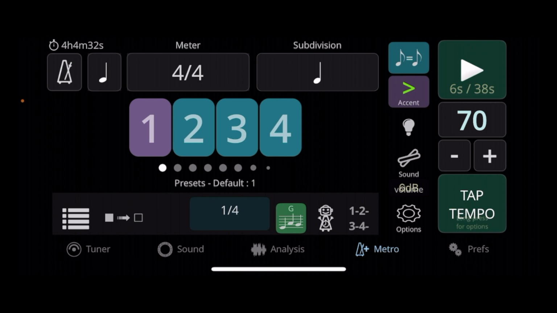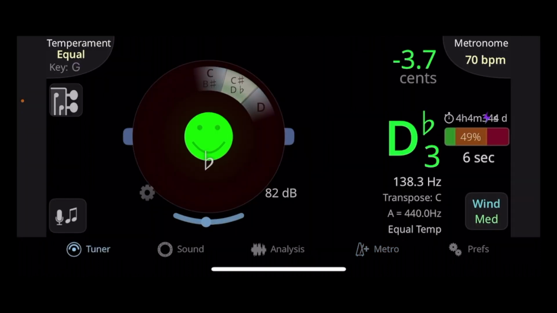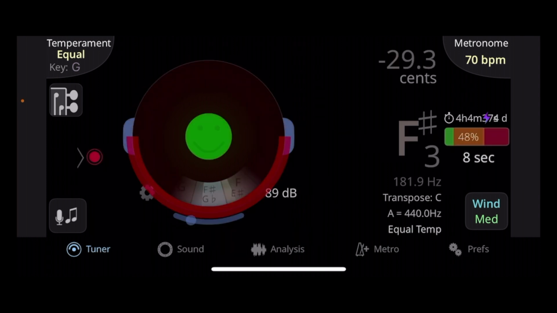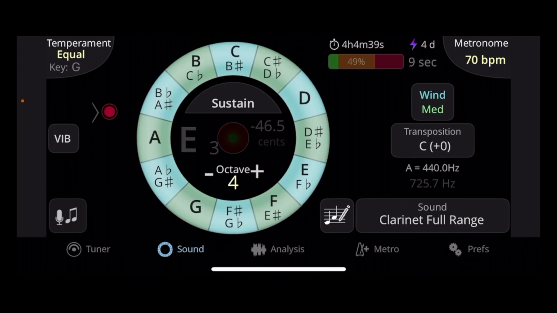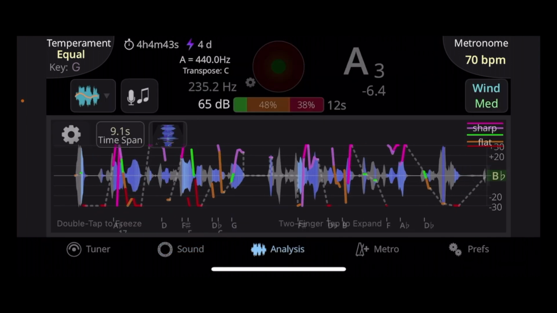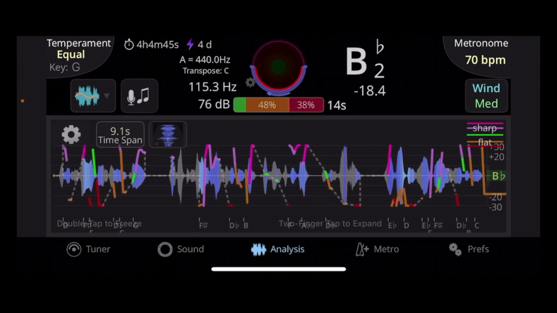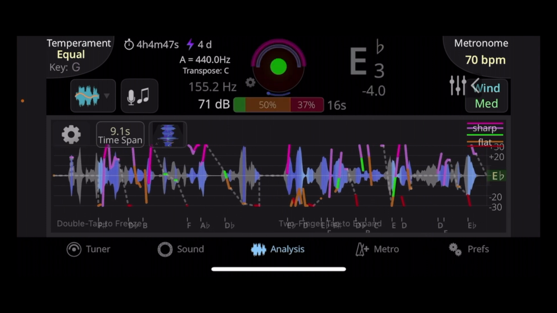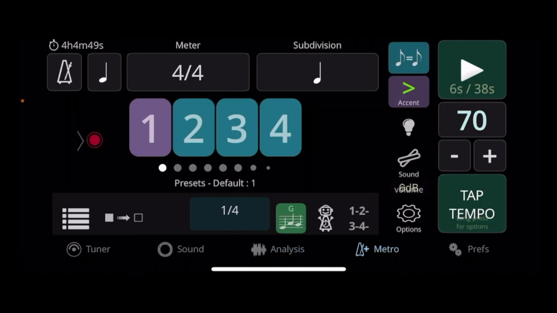So again, Tonal Energy, great app. You've got the tuner here that gives you the smiley face when you're in tune. You've got the sound wheel so you can give pitches to people, which is awesome. You've got the waveform so you can see exactly what your sound waves look like, and you have the metronome with all of this functionality.